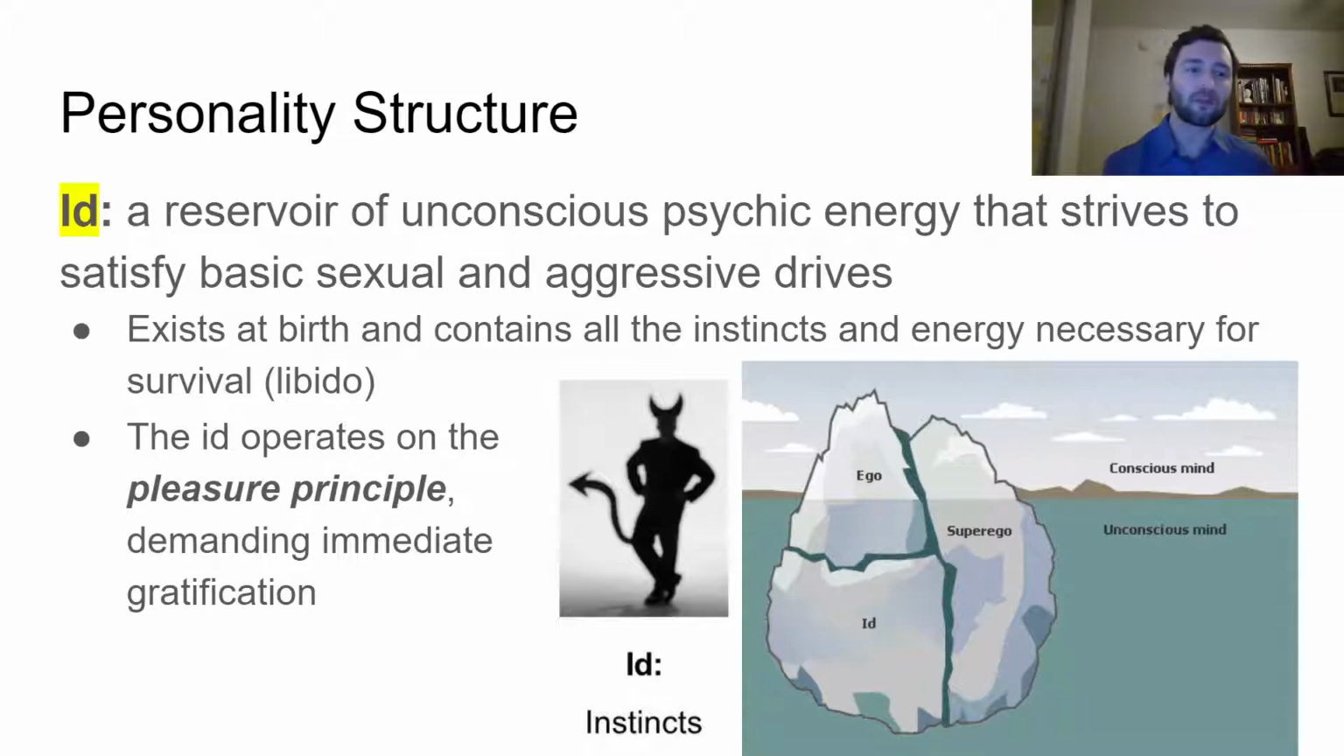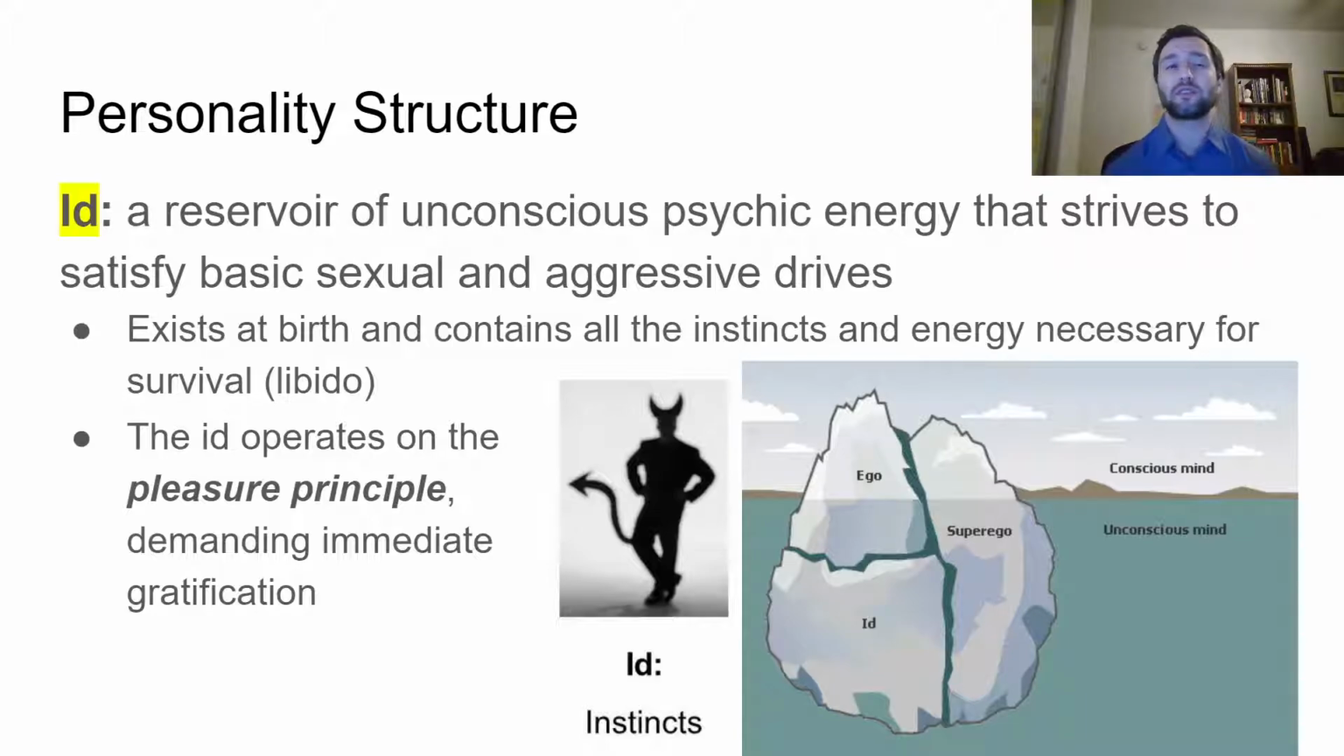He believed that the id exists at birth, and it contained all of the instincts and energy necessary for survival, right? That these aggressive drives and these sexual drives were necessary for survival. The id would operate on what is called the pleasure principle, which is basically demanding immediate gratification. Okay, you can think of that as pretty straightforward, that we have this need to have that immediate gratification.